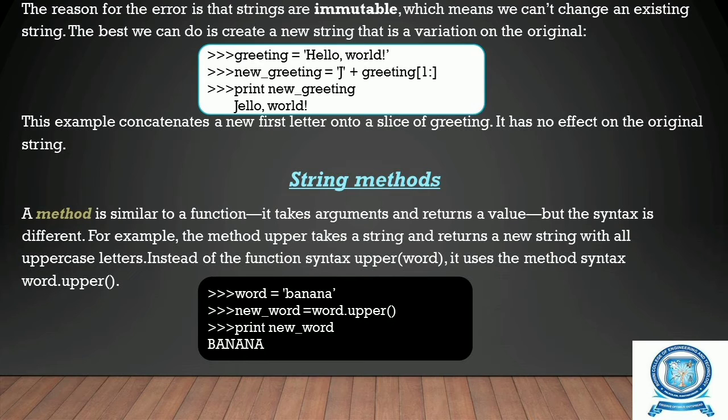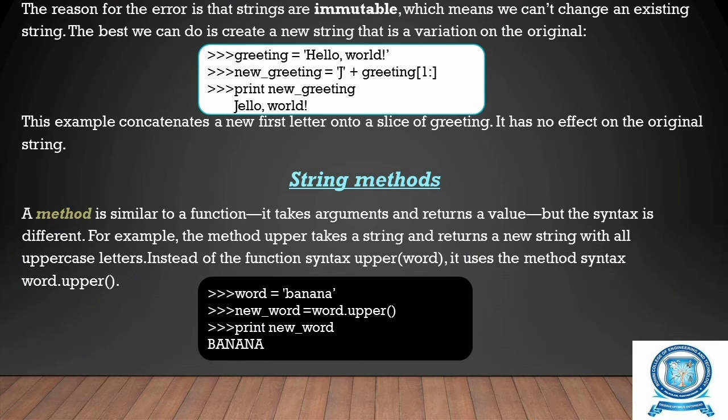Okay. So, this is the example given for new word. Word is assigned, that is, the string given is banana in small letters, and we are going to create a new word using this method, using that object. So, word dot upper means the string stored in word is converted into uppercase. So, print new word: the new word will have the capitalized BANANA.